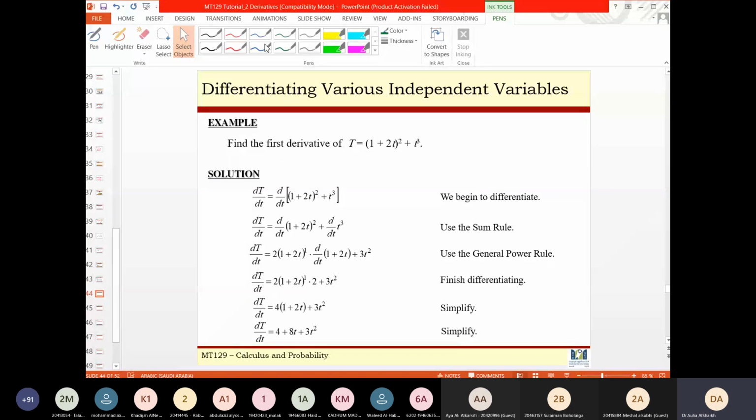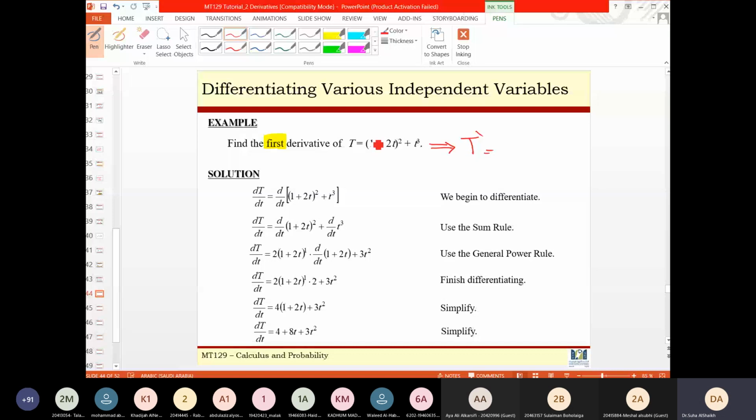Now find me the first derivative. The first derivative means t dash. So easy, very easy thing. What is the t dash in this case? I have a bracket to a power 2. We use the general power rule.